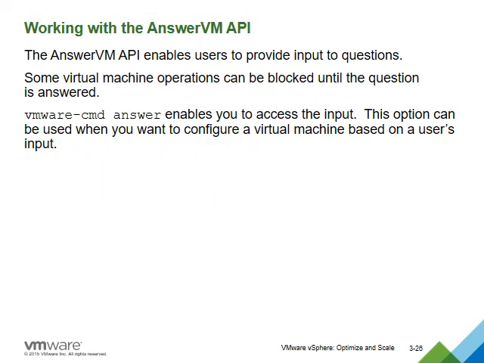When working with your AnswerVM API, it enables users to provide input to questions, not really allowing your blocked VM operations to complete. Now, this option also enables you to access the input, and you may want to use this option when you want to configure a VM based on a user's input. An example of this situation would be when the user would clone a VM and provide a default virtual disk type, or when a user powers on a VM and the virtual machine prompts for the desired virtual disk type.